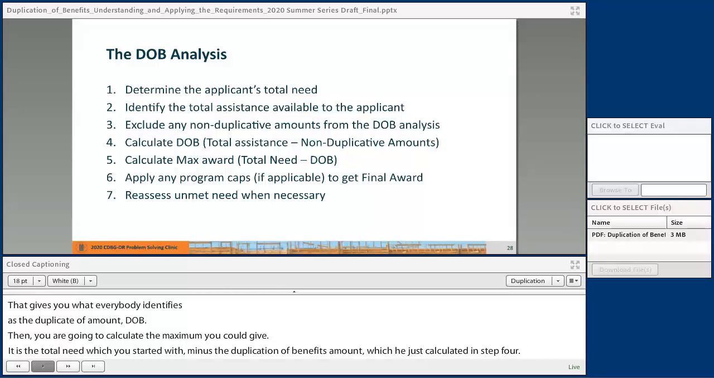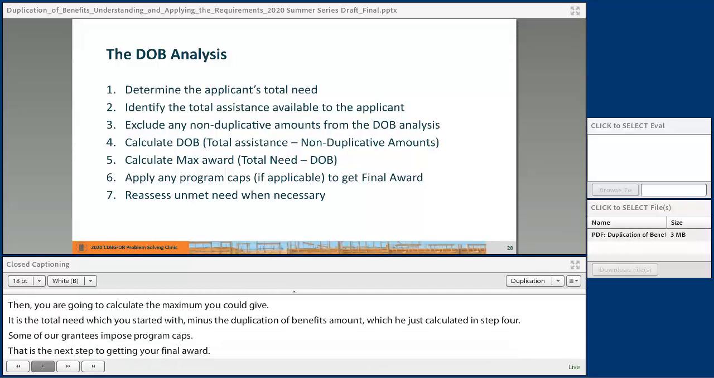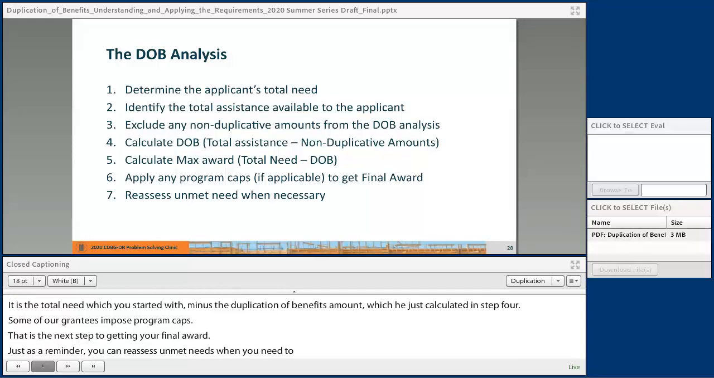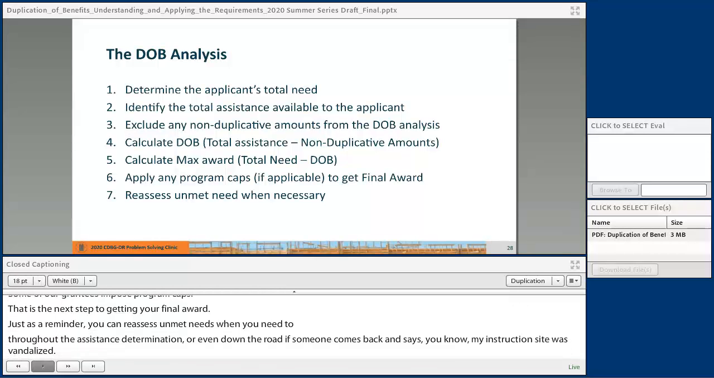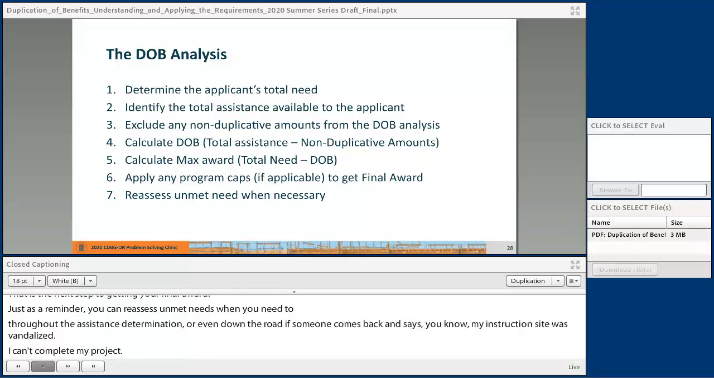And just as a reminder, you can reassess unmet need when you need to throughout the assistance determination, or even down the road if someone comes back and says, look, my construction site was vandalized and I can't complete my project, can you provide additional assistance? As long as it's okay under your program caps and there's not a duplication of benefits, you can reassess unmet need as you need to. And the notice talks a little bit about that.